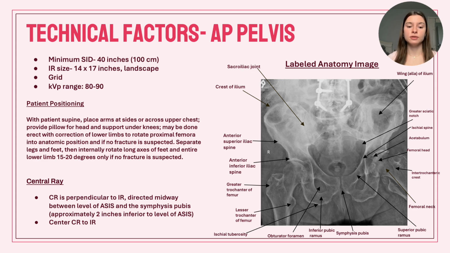And then the CR should be directed midway between the level of ASIS and symphysis pubis. And then here is a labeled anatomy image that shows all of the important structures of the pelvis.